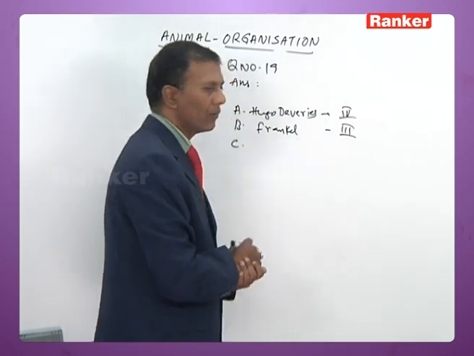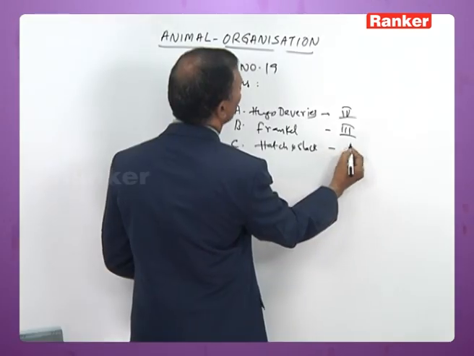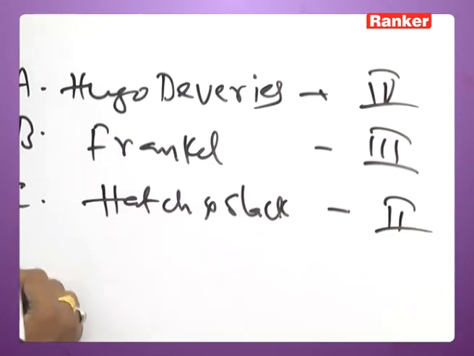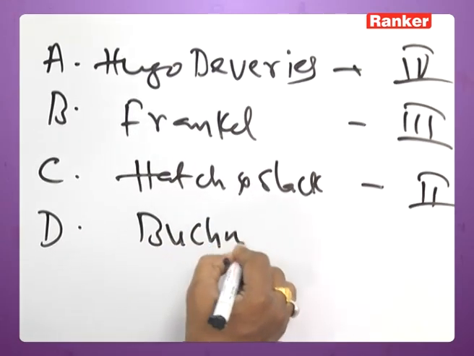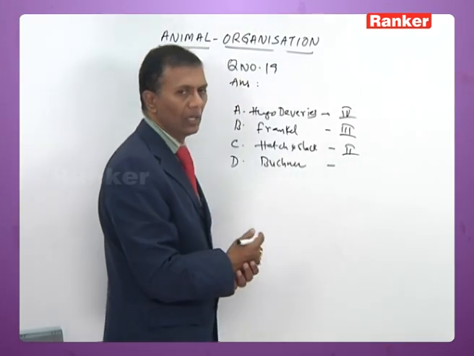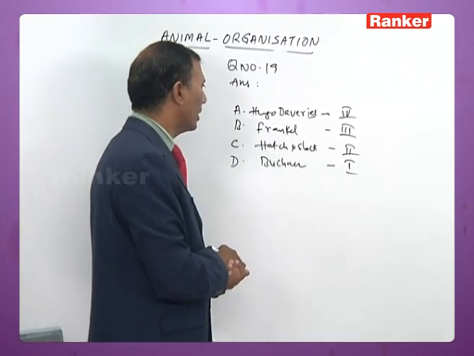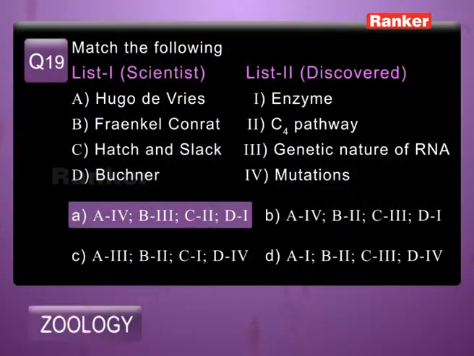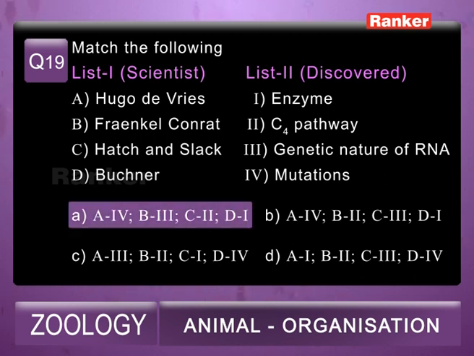Next, Hatch-Slack. Hatch-Slack, you know very well, both of them put forth the C4 pathway. So for the C, Hatch-Slack, the C4 pathway, the correct answer is 2. Next, D option, Buchner. Buchner is the one who coined the term enzyme, also studied about the enzymes. So first option is correct. So A4, B3, C2 and D1 is the correct option. So 19th question correct answer is A.